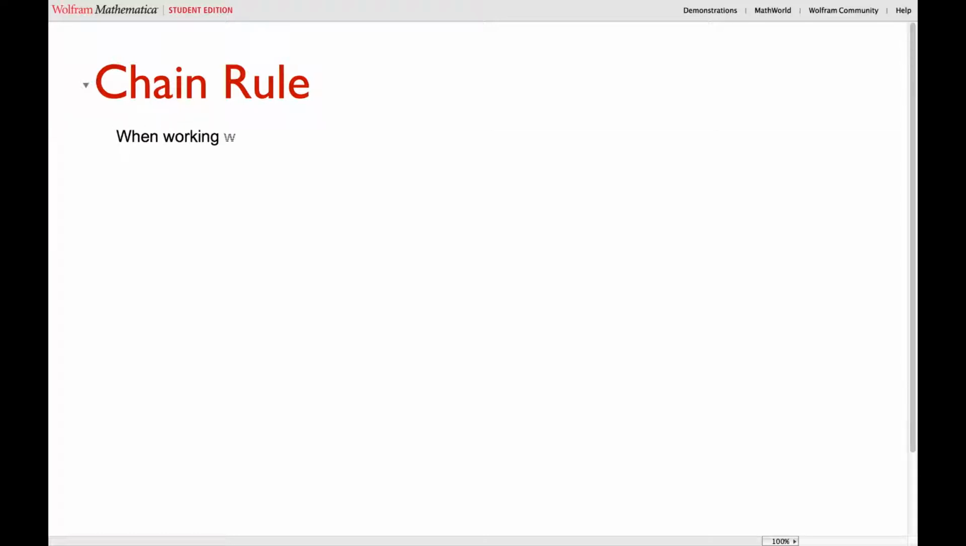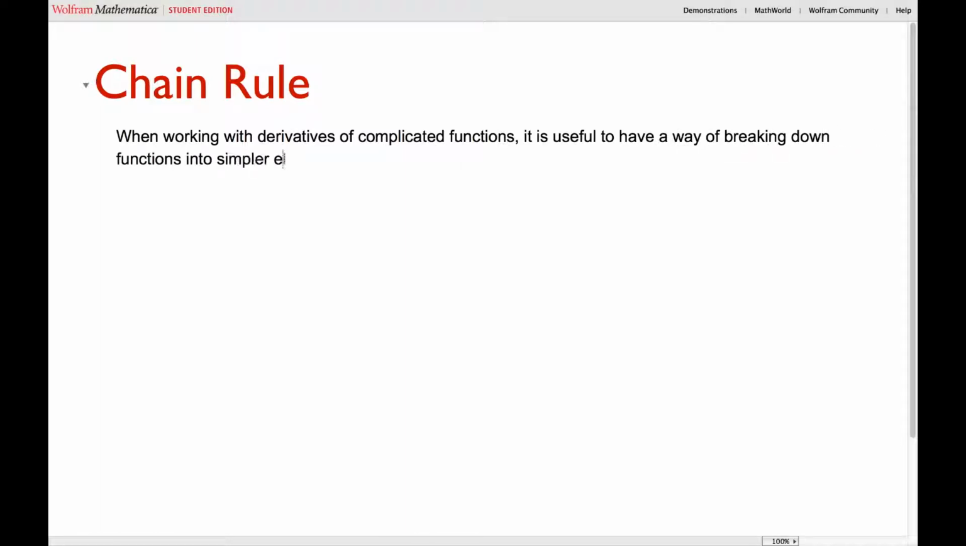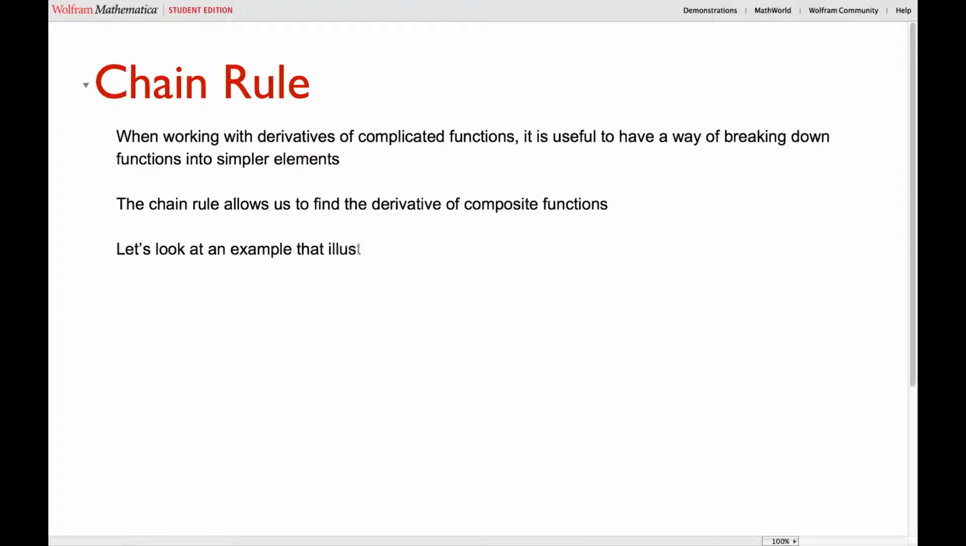Alright, the chain rule. When we're working with derivatives of complicated functions, it is useful to have a way of breaking down these functions into simpler elements, and the chain rule allows us to find the derivative of composite functions. So it's very useful. Let's take the example that we just did. How much money in Canadian dollars can we get for each 1p coin that we mint?